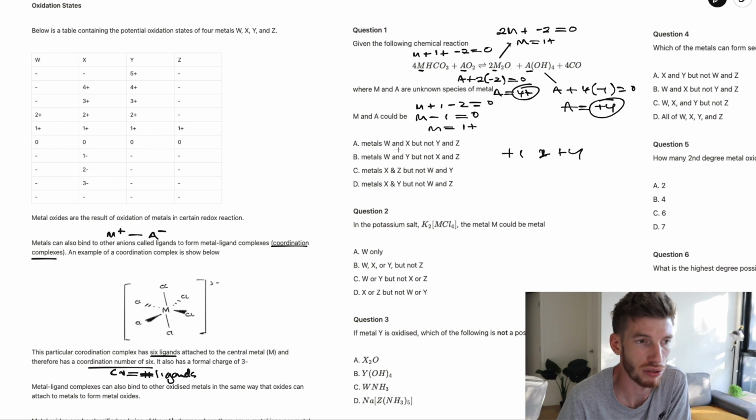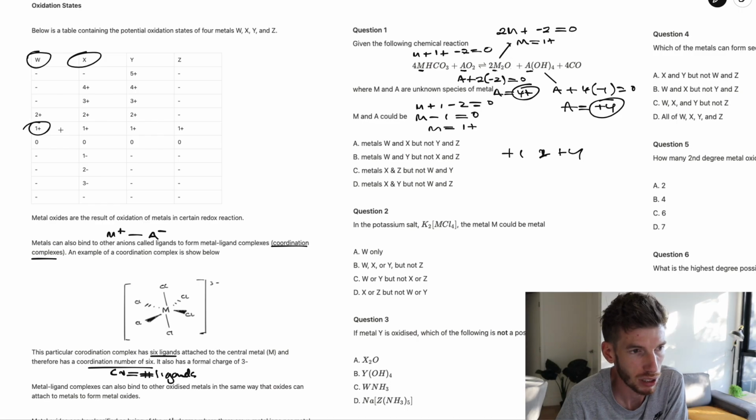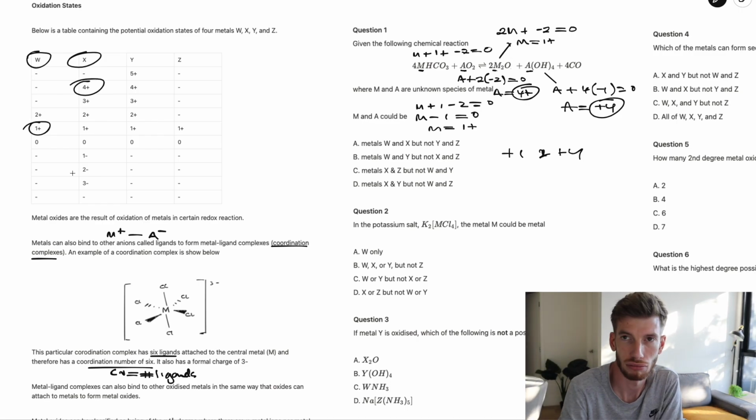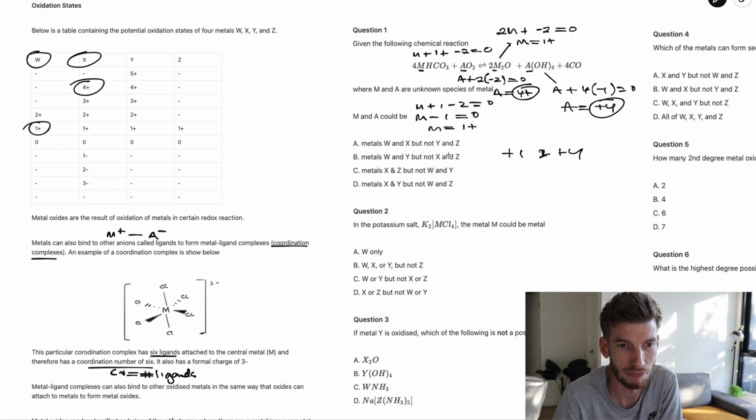So metals W and X. So if I look at W and X, I go, is this possible? Well, if W was to be metal M, then metal X could be the other metal over there. What I also have to check is it not possible for it to be Y and Z? So if I look at Y and Z, it could be Y and it could be Z, like this.